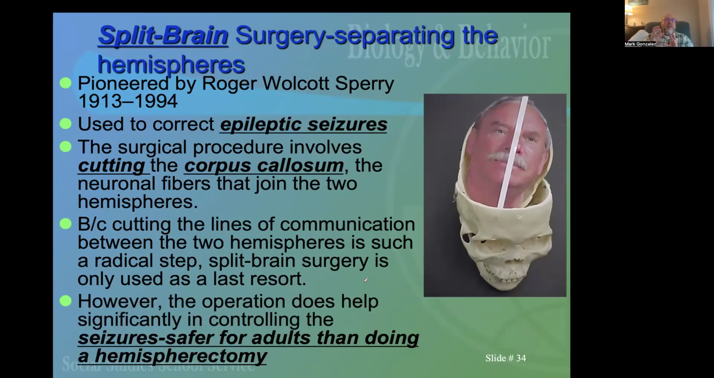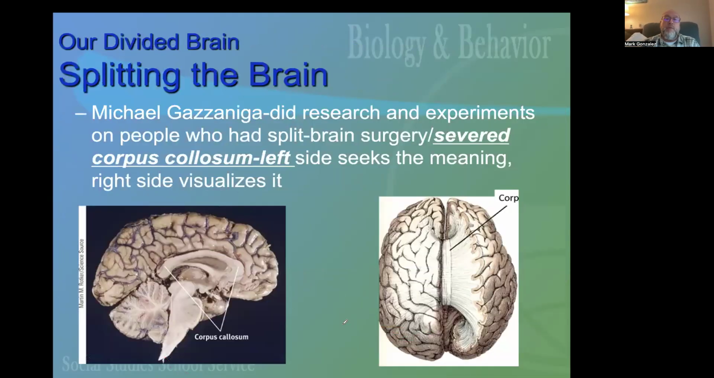Because if you cut the lines of communication between the two hemispheres, it was a very radical step. And he was hoping it would just be used as a last resort. He theorized that that would help limit the epileptic seizures. And it did actually, but it created some other issues, right? At least it is safer for adults than a hemispherectomy, which would be done more for children. You're just going to have to retrain your brain, okay?